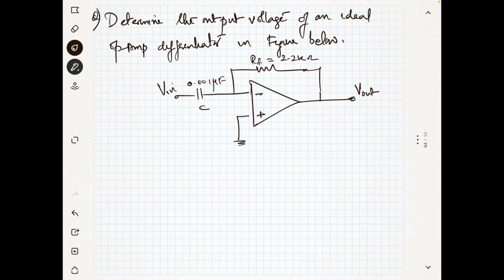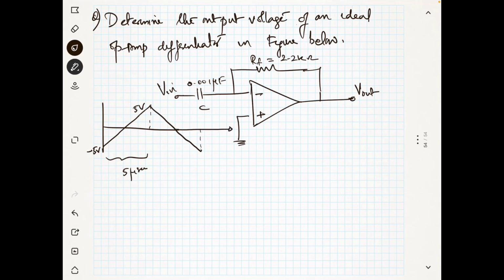Now what is the output? Actually, before that I will give the input also. Your input is a ramp signal like this. It is changing from minus 5 volt to 5 volt within 5 microsecond. This duration is 5 microsecond. Then again it is going down. Okay, then this is nothing but 10 microsecond. Okay, 10 microsecond, again going up like this. So this is 5 microsecond, then 10 microsecond. So the duration is actually 5 microseconds. So this is your V in of t. Now you want to find the output.